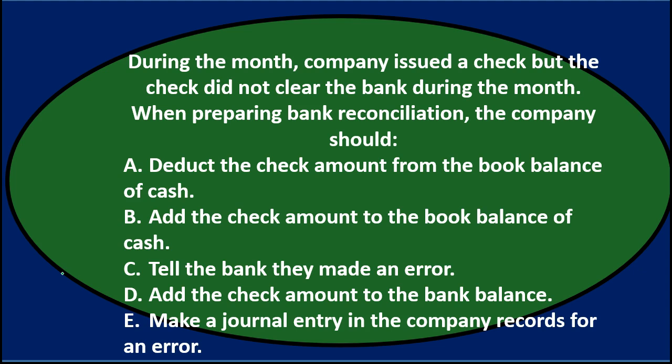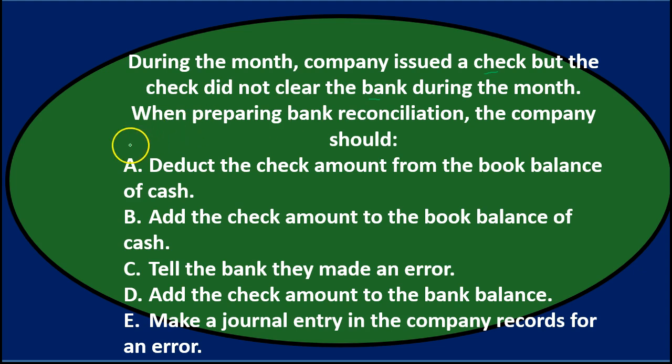Okay, so let's read through this one more time. During the month, a company issued a check, but the check did not clear the bank during the month. When preparing the bank reconciliation, the company should... So if we break this down, this sounds like a bank reconciliation type problem, because during the month, the company issued a check. We wrote a check, but the check did not clear the bank. So we're talking about an uncleared check, an outstanding check. And that's typically going to be something that we're going to have to record on the bank reconciliation in order to reconcile the bank balance to the book balance.